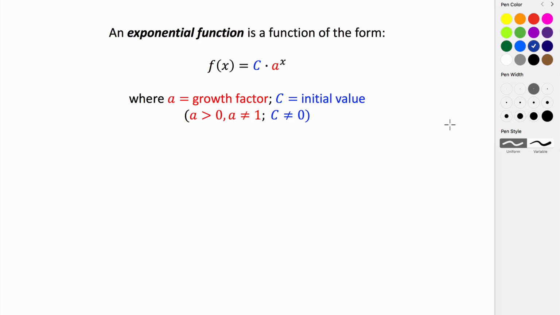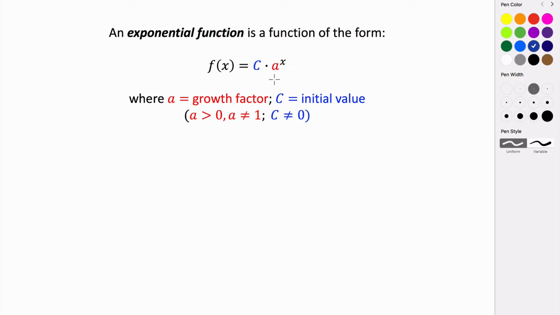In this video, we're looking at exponential functions. An exponential function is a function of the form f of x equals c times a to the x, where c is called the initial value. It's basically your y-intercept, and then a is our growth factor, or sometimes called the common ratio.